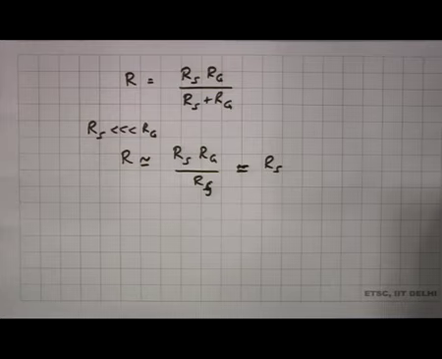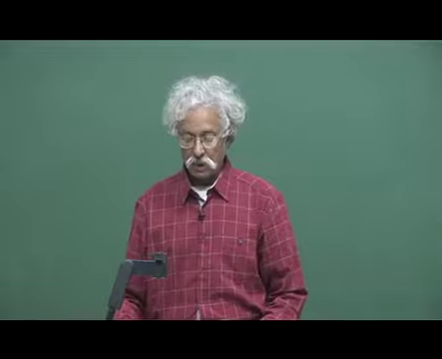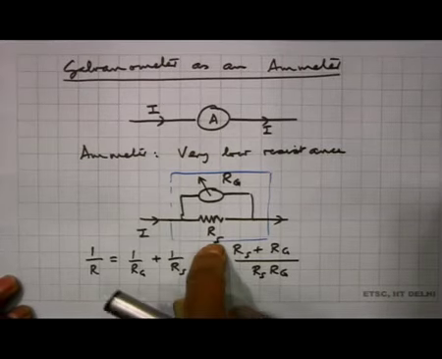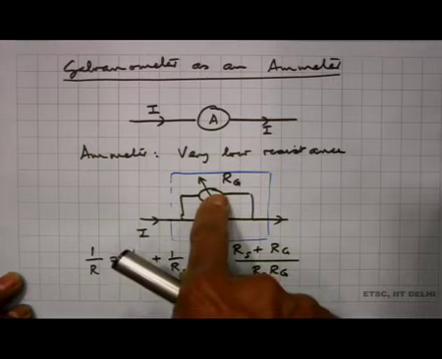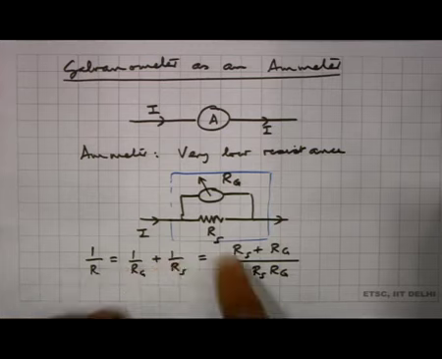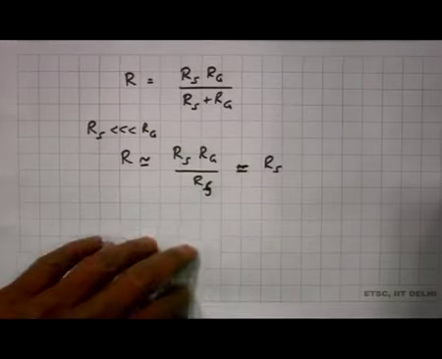So, to convert a galvanometer into an ammeter, a current measuring device, I must connect a resistance called the shunt resistance here, which is in parallel with the galvanometer, and the total resistance of this is almost equal to the resistance Rs. Now, let me consider an example.